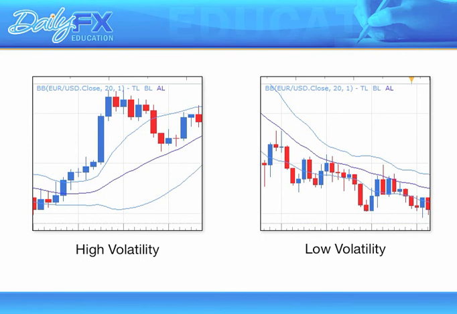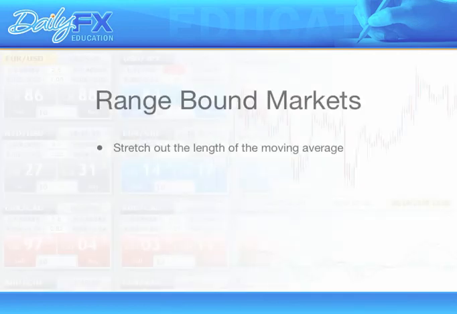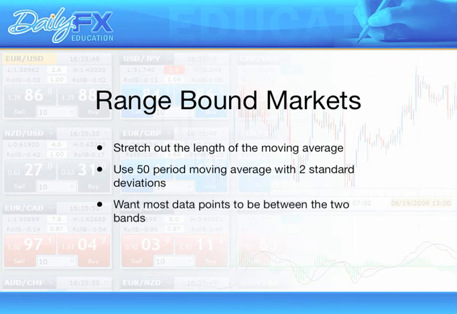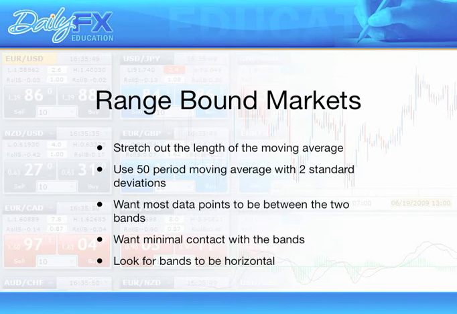the lower band. In this strategy, we'll stretch out the length of the moving average used to encapsulate more price bars and data. We'll use a 50-period moving average with two standard deviations. Since we're looking for a ranging market, we want most of the data points to be between these two bands. We want to see minimal contact with the bands. One way to accomplish this is to look for the bands to be horizontal and parallel to each other.